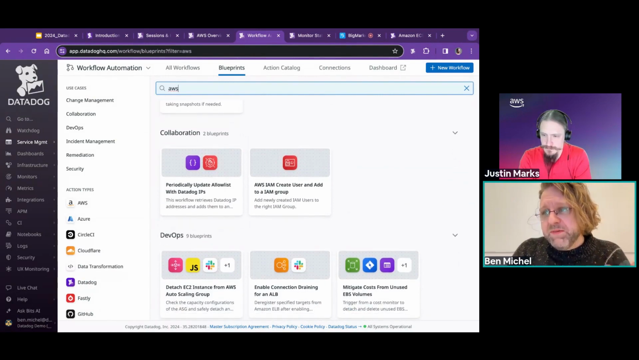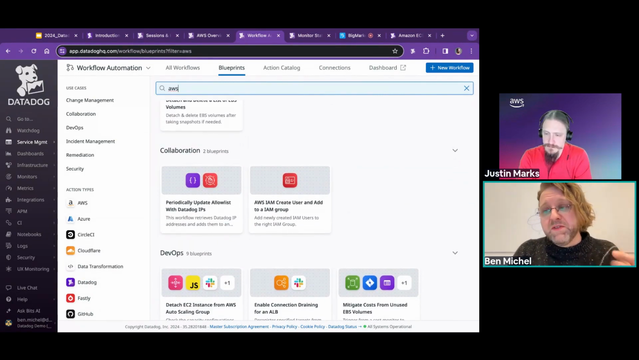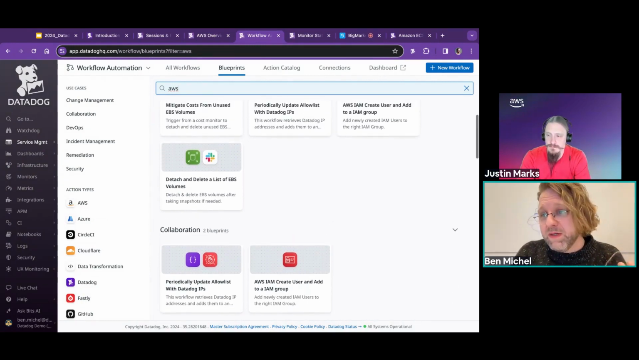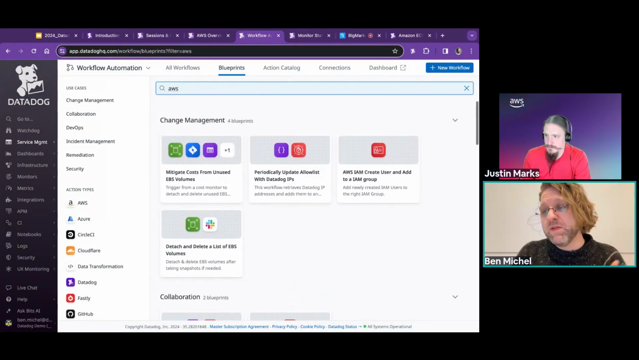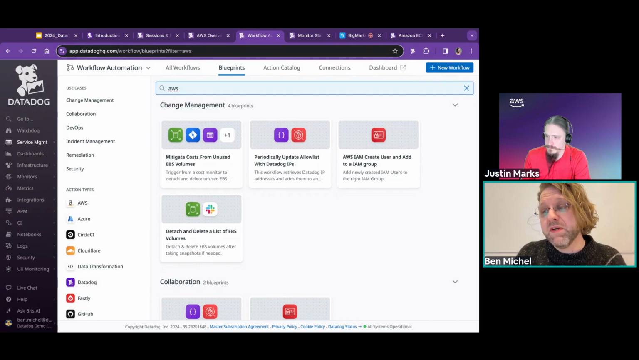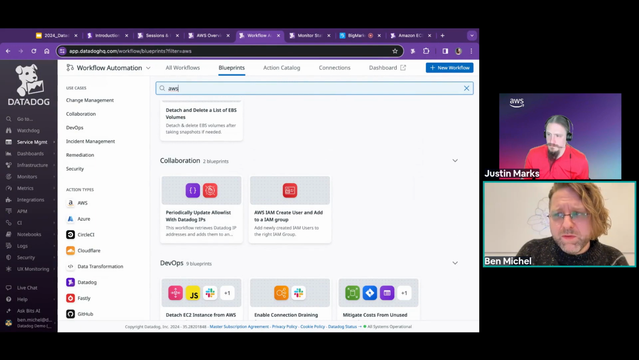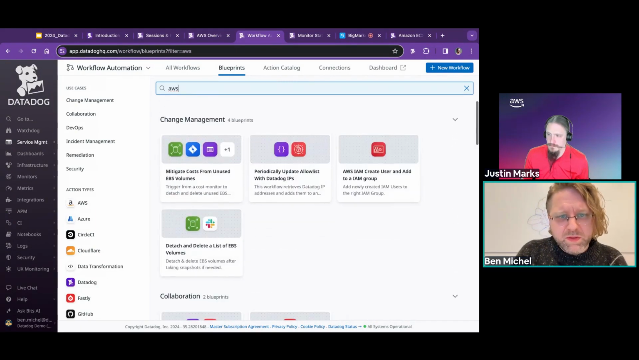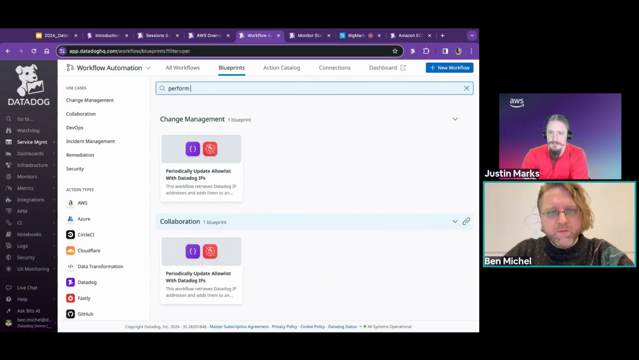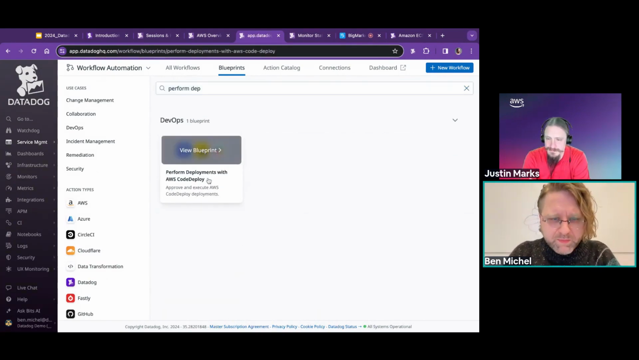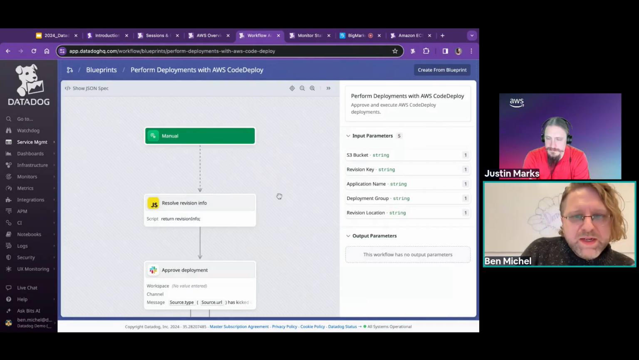These workflows are already set up to make your life easier for automating tasks that you don't want to have to do manually, like code deployments, creating and deleting IAM users, adding them to groups, detaching EC2 instances from an auto-scaling group and so forth. But let's take a look at one here briefly. So let's see, I want to look at perform deployments with AWS. I'm going to go ahead and just type it in here. Perform deployments with, so here's a general blueprint for this particular automation.